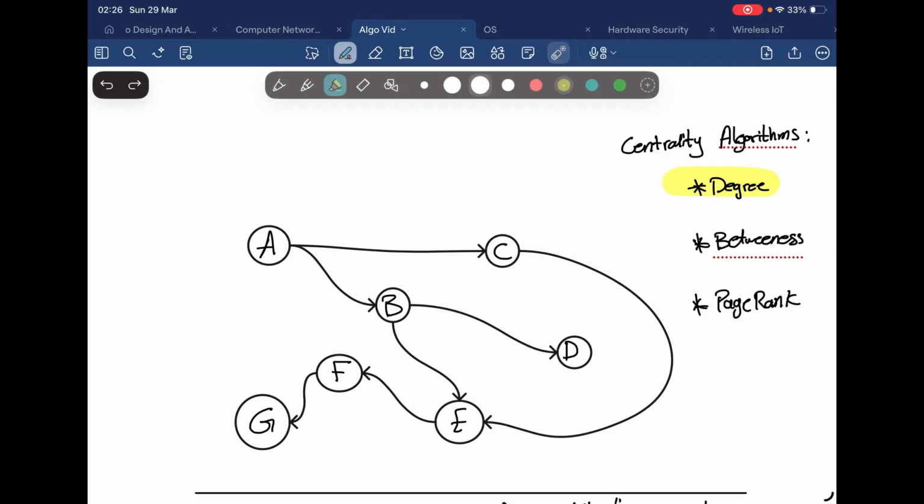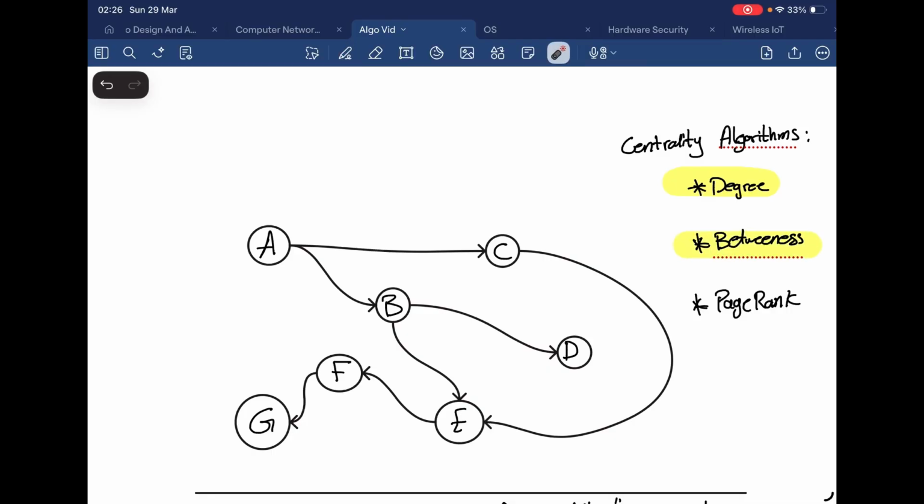The second centrality algorithm we will be discussing is going to be betweenness centrality. This measures how often a node appears on the shortest path between other nodes. In other words, it identifies nodes that act as bridges in the network. Let's analyze the graph. If I want to send a message or information from node A to node G, the path goes through several intermediate nodes.